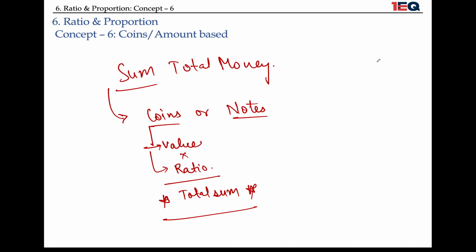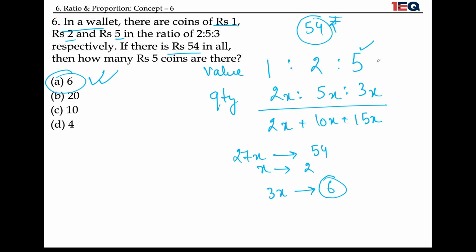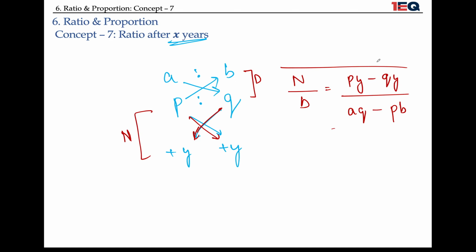So I've talked about coins, how coins are distributed. The values need to be multiplied by the quantity so as to reach a value which is equal to the final value of the coins. Same questions going on.